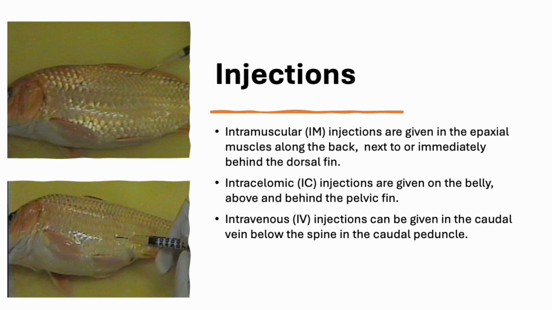Intravenous injections can also be given into the caudal peduncle, from the ventral surface into the ventral vein there. That can be hit by putting the needle into the caudal peduncle right before you hit the vertebrae. There is a little blood vessel that you can find and put the injection in there.